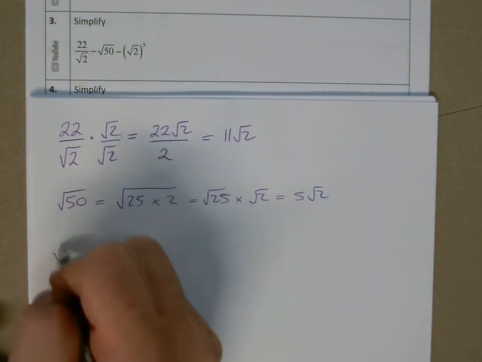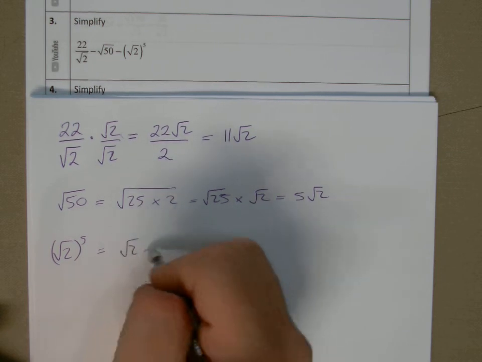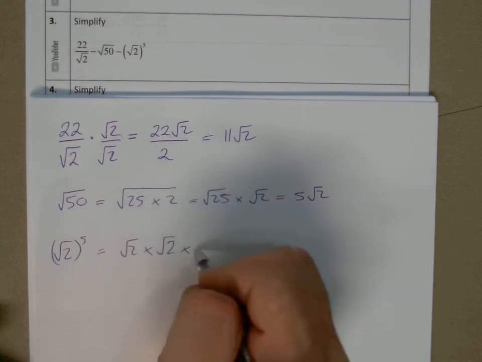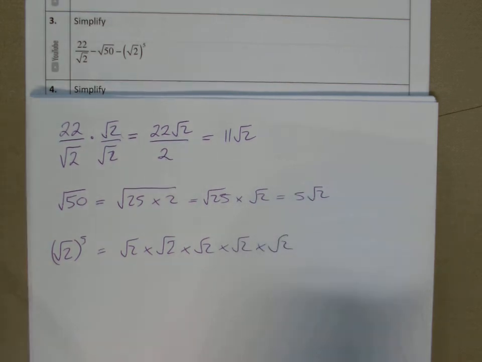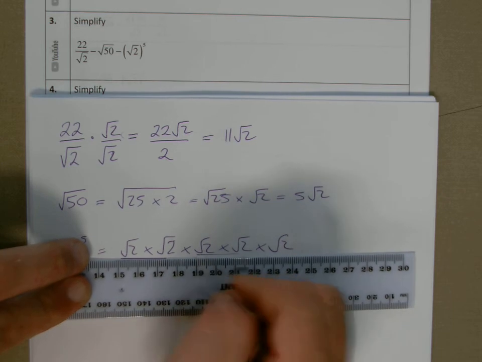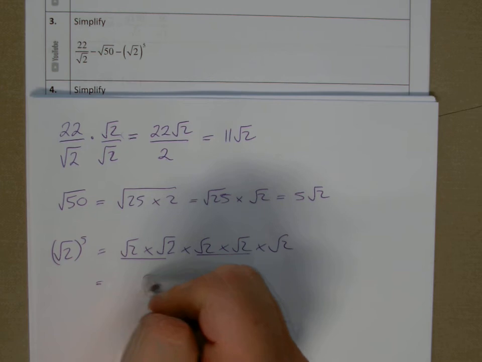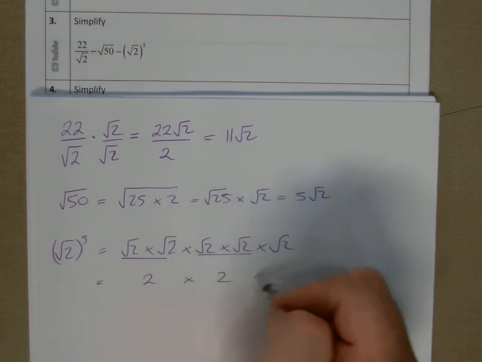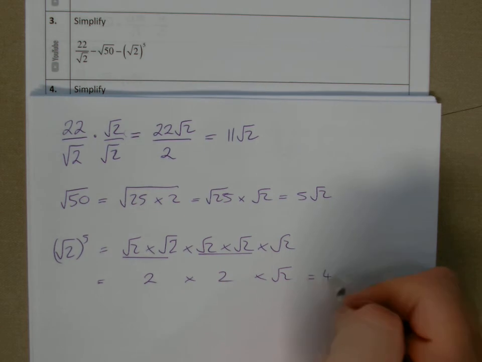Finally then, root 2 to the power 5, we want to simplify that. So that will be root 2 written out 5 times, multiplied together. And remember, we can pair these up. Each pair will just produce 2. So we've got 2 pairs there, so we know that becomes 2, we know that becomes 2, and we know that's root 2 left at the end there. So this becomes 4 root 2.